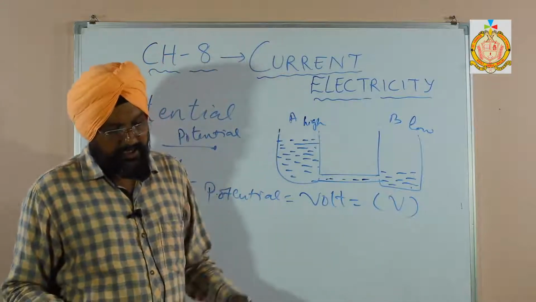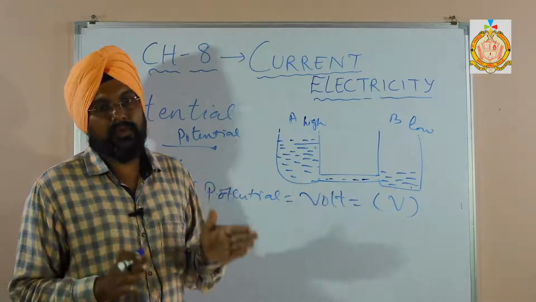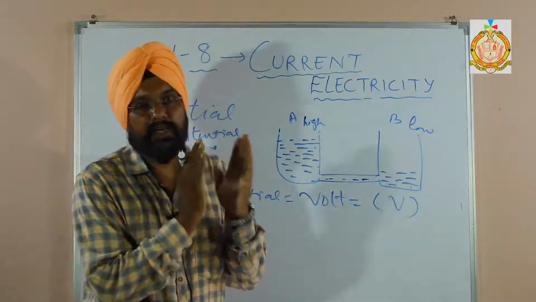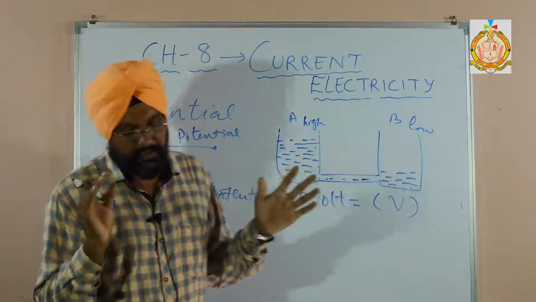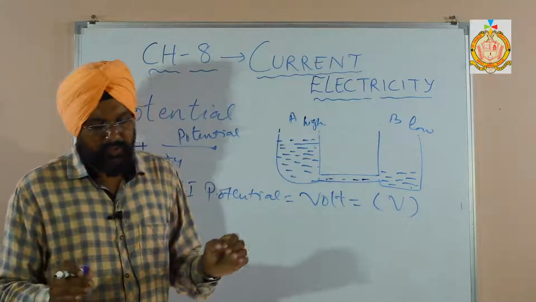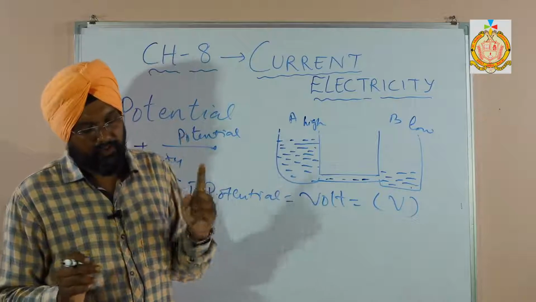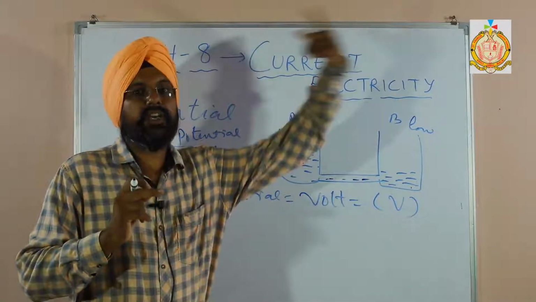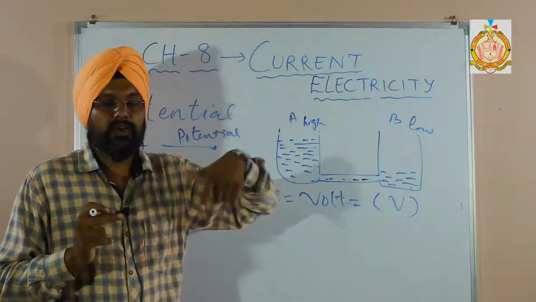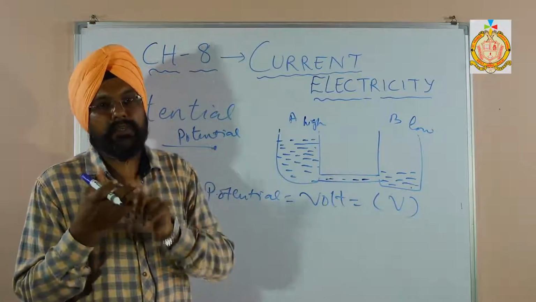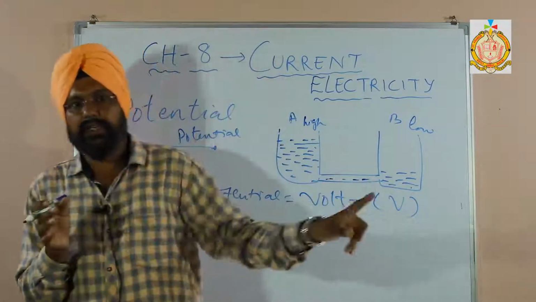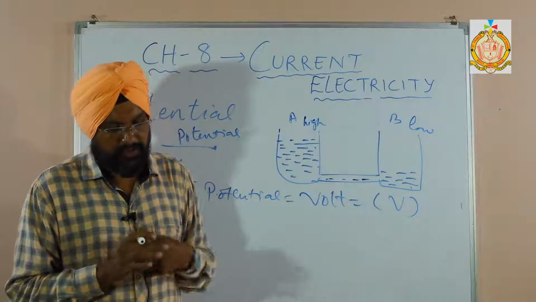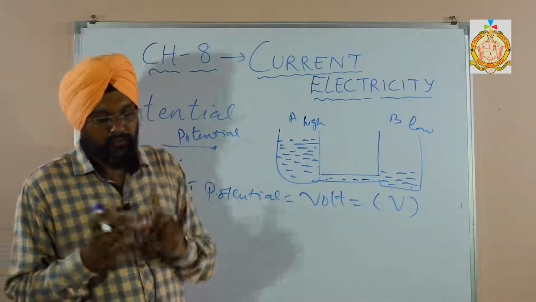So the potential at a point is said to be 1 volt. When is the potential 1 volt? This is the question they can ask. When 1 joule of work is done in bringing 1 coulomb charge from infinity to that point. Always you have to relate this potential only with infinity. Infinity to that point is called 1 volt.